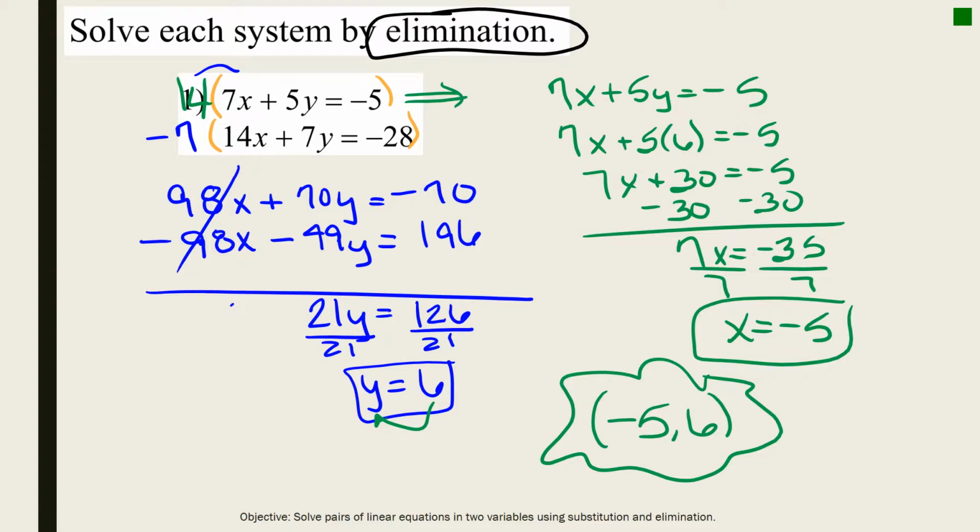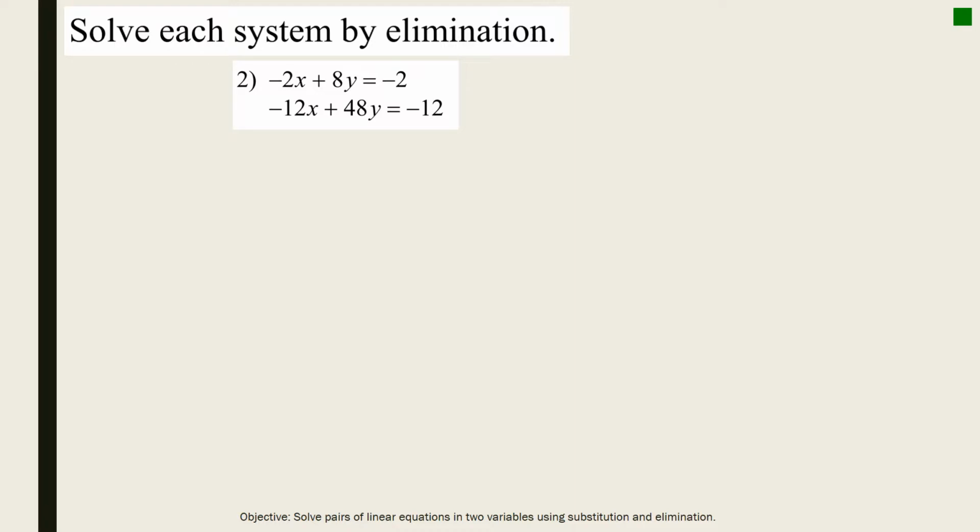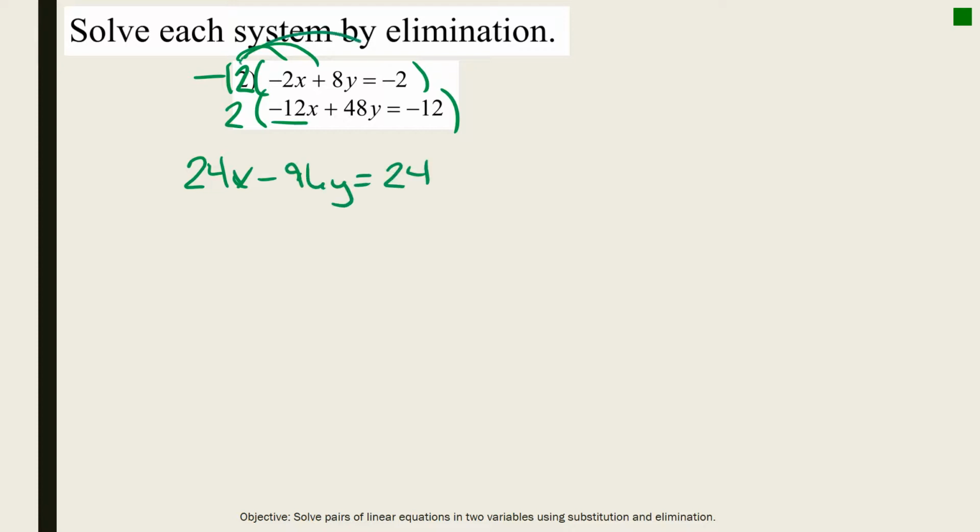All right. Next one says solve by elimination. Again, x, x, y, y equal number. I'm going to bring up the negative 12 and bring down a positive 2. Bring up the exact number, bring down the opposite. When I distribute, I get 24x minus 96y equals 24. Remember to distribute all the way to the end. Negative 24x plus 96y equals negative 24.